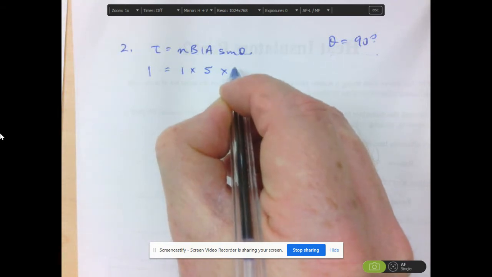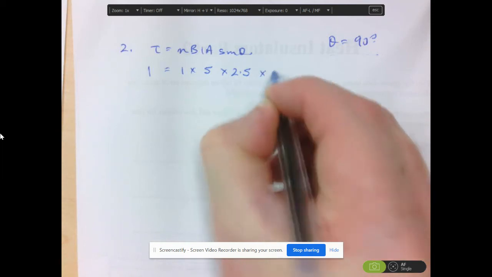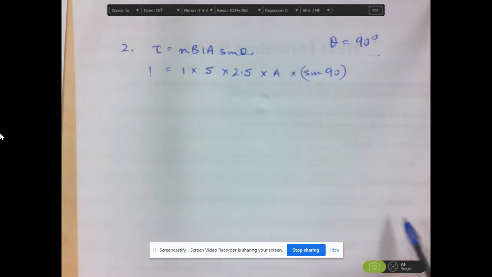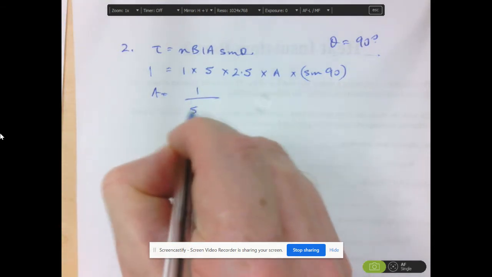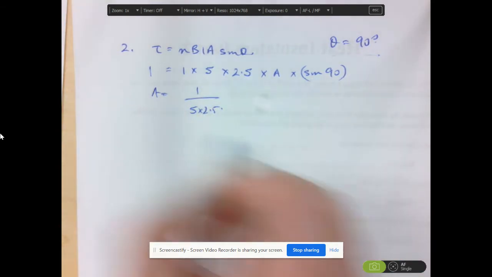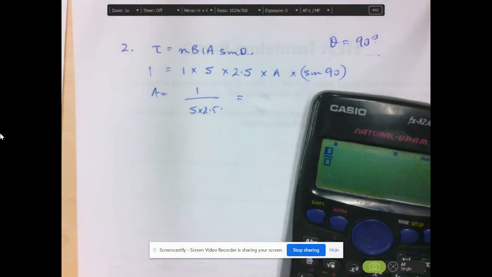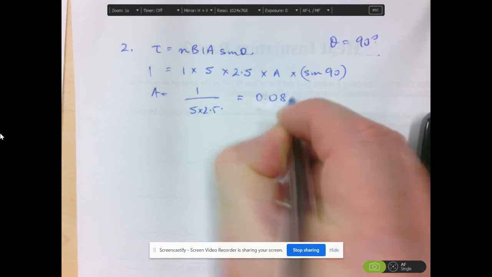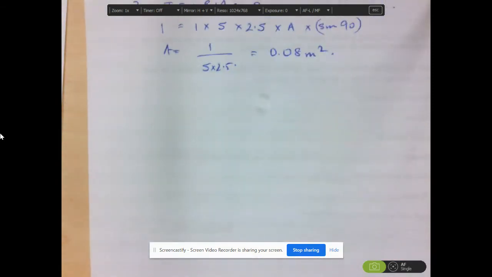I is, where is it? It's 2.5 amps, I think. Yes, it is. And multiplied by the area, and sine theta is 1. So sine 90 degrees, and we know that's 1. Okay, so area would simply be 1 over 5 times 2.5, just by cross multiplication there, and that would give us 0.08 meters squared.